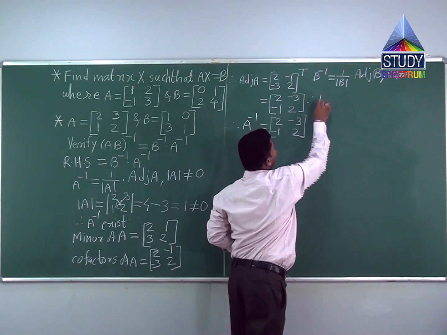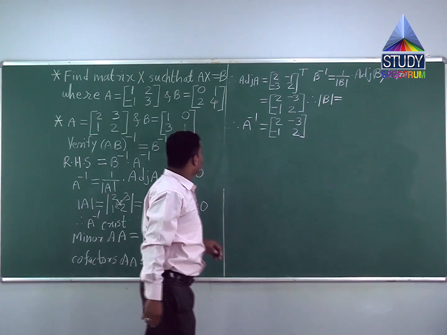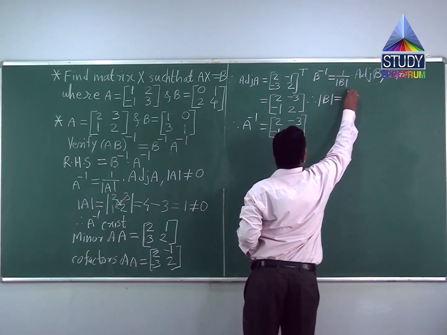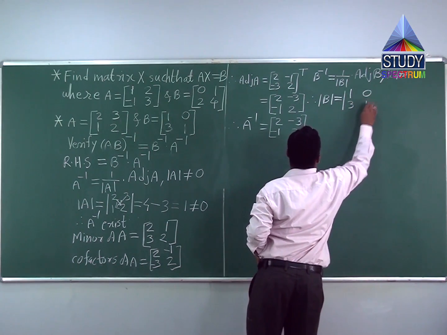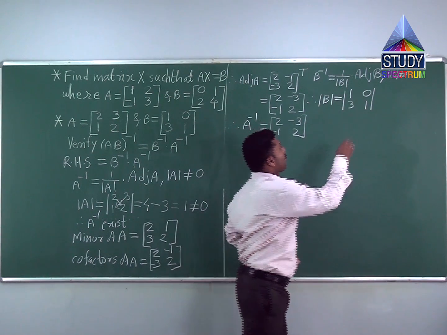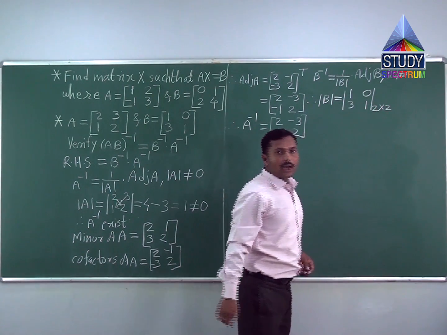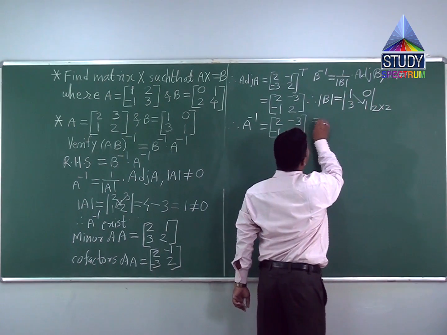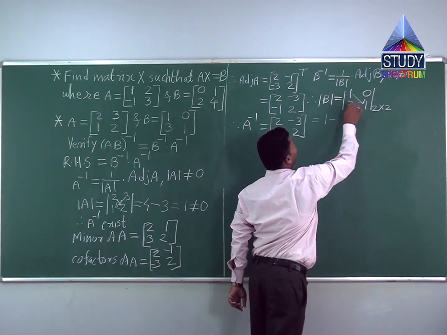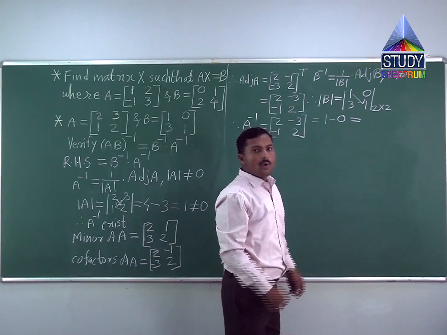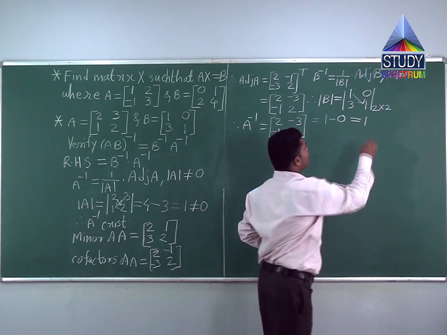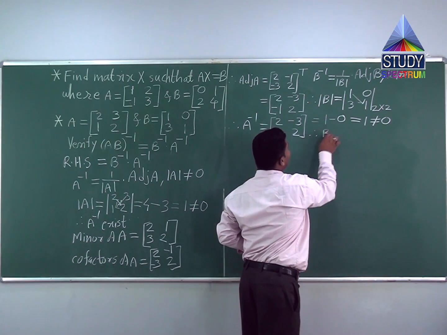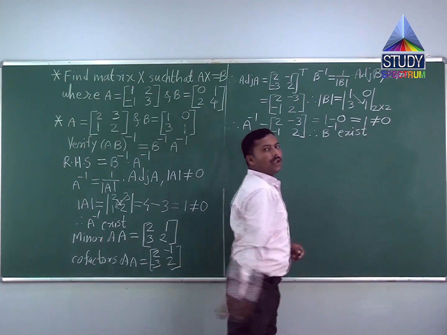So we check this. Determinant of B equals, what is B? This is matrix B. First row 1 0, second row 3 1. Again this is a second order determinant, so we use the idea of cross multiplication. 1 into 1 minus 0 into 3, that is 1 minus 0, equals 1, which is not equal to 0, and therefore determinant of B is not equal to 0, and therefore B inverse exists.